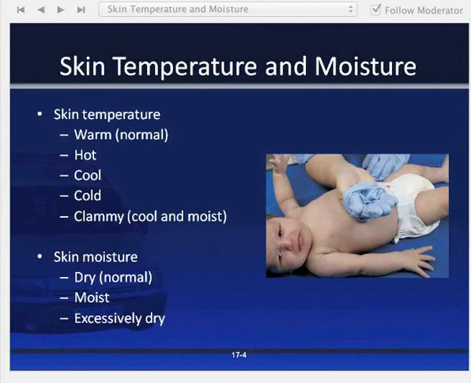Assess the moisture of the patient's skin. Normal skin is dry. Wet or moist skin indicates shock, a heat-related illness, or diabetic emergency, among other things. Excessively dry skin may indicate dehydration.